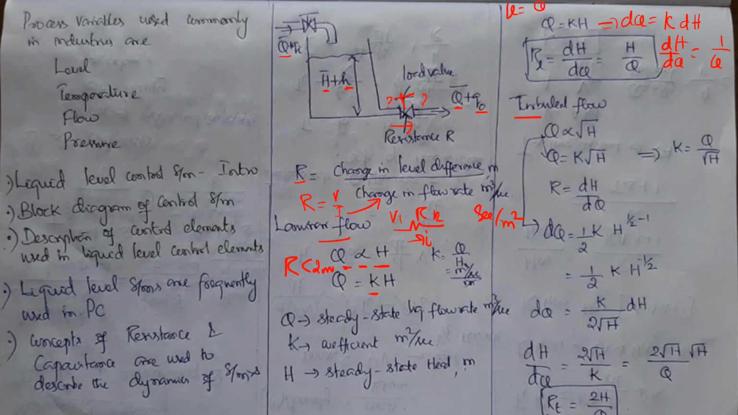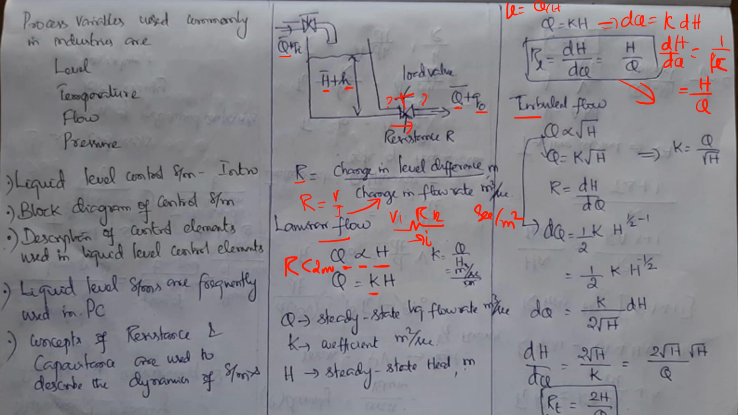K is equivalent to q by h. So substitute here, in the place of k you substitute q by h. So that is h by k. So for laminar flow, this is the resistance.